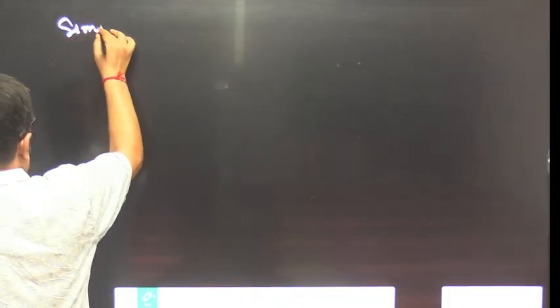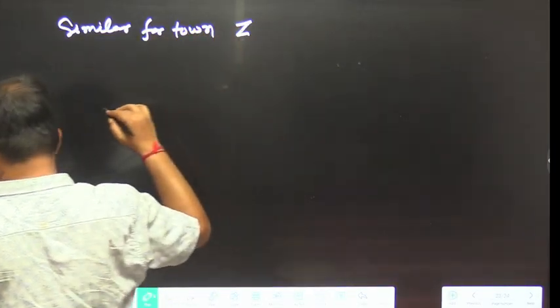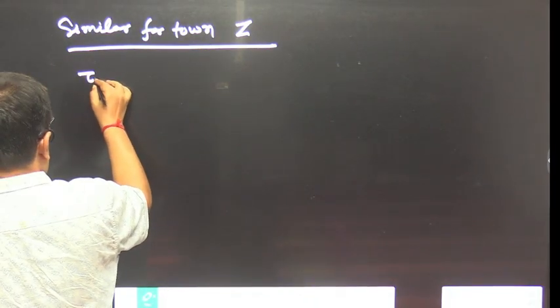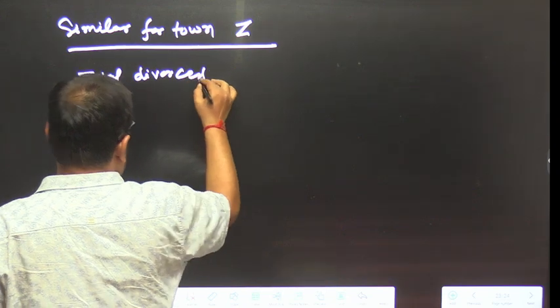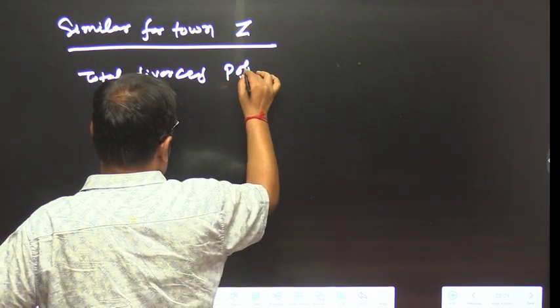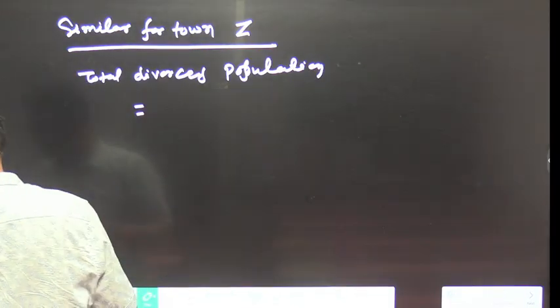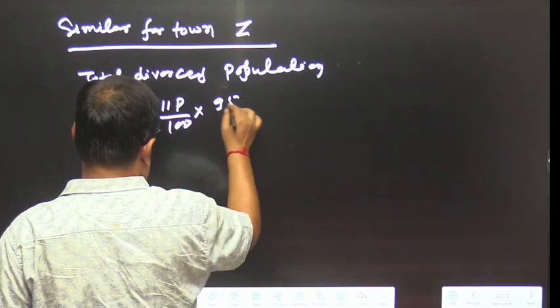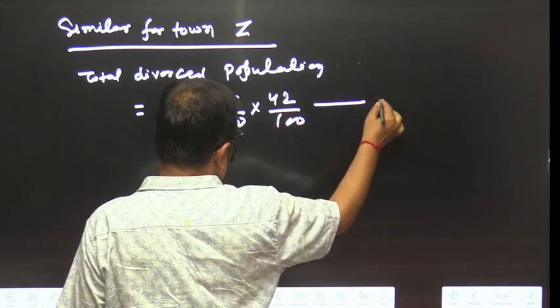Similarly, for town Z, total divorced population equals to 11p by 100 into 95 by 100 into 42 by 100. This is the equation 2.